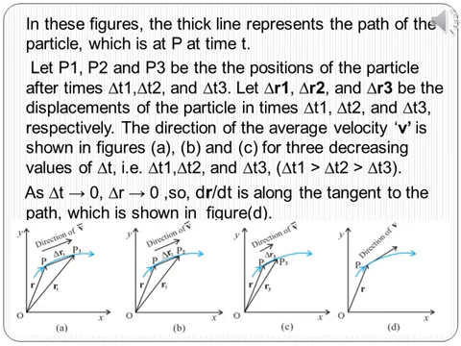The direction of the average velocity v is shown in the given figures A, B and C for 3 decreasing values of delta t, that is delta t1, delta t2 and delta t3, where delta t1 is greater than delta t2, which is greater than delta t3. As delta t tends to 0, delta r also approaches 0. So, what should be the direction of the instantaneous velocity? Surely, it should be along the tangent to the path, which is shown in figure D.